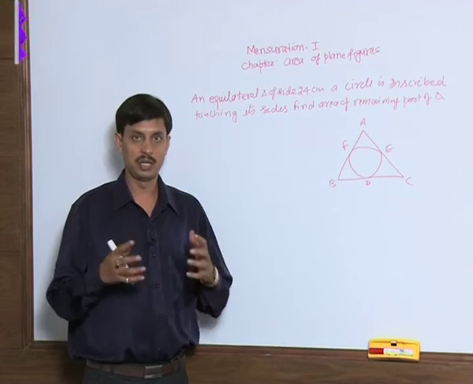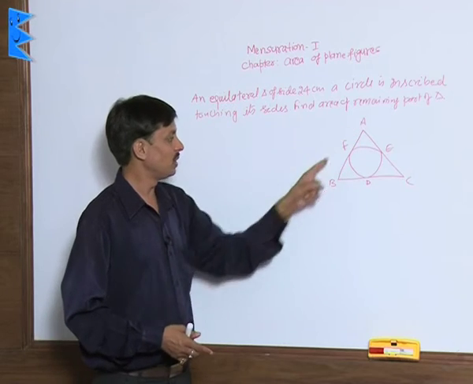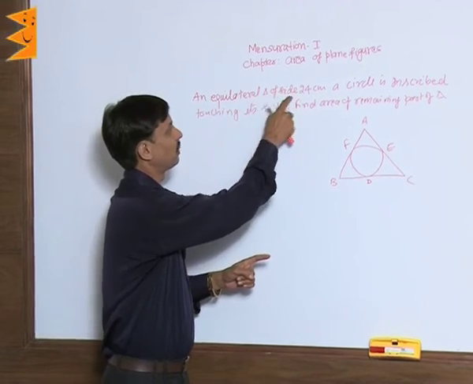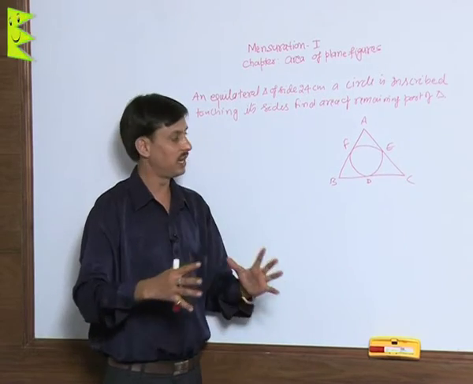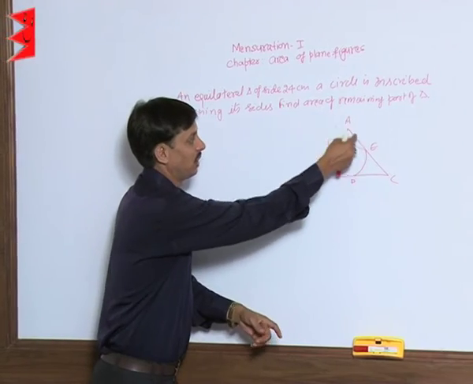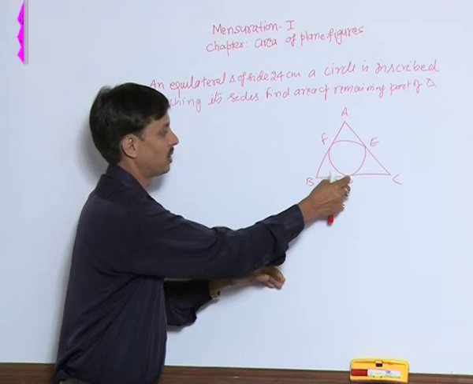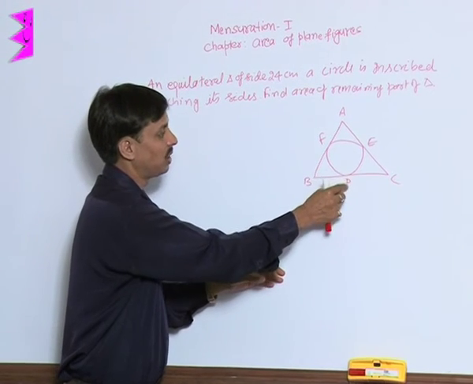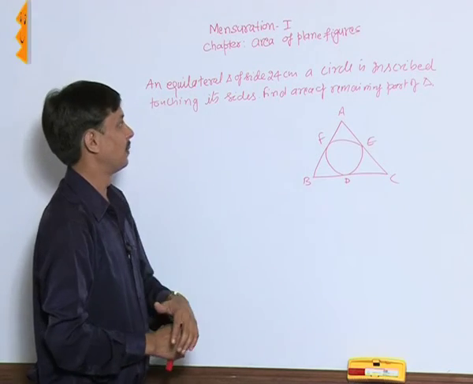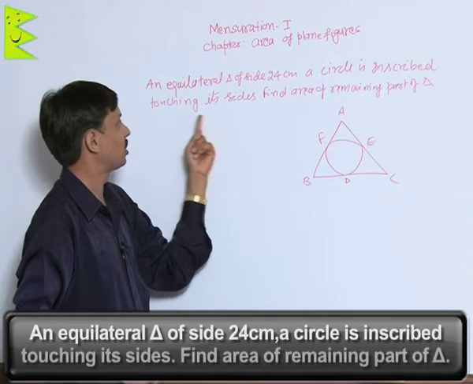Now, an important example of mensuration, area of plane figures. ABC is an equilateral triangle of side 24. It means all sides are 24 and each angle is 60 degrees. A circle is inscribed in this triangle ABC, touching its sides. It is a circle in a triangle, so it is touching all three sides: side BC at D, AC at E and AB at F. An equilateral triangle of side 24 cm, with a circle inscribed touching its sides.